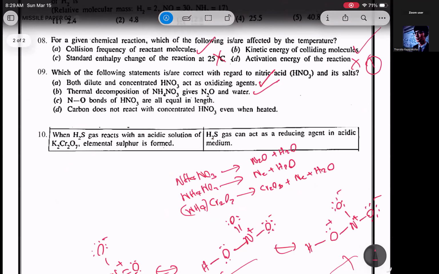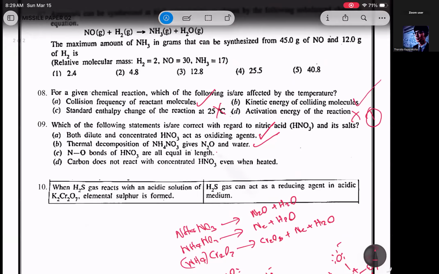That's wrong. Carbon does not react with concentrated HNO3 when heated? It reacts actually. Carbon reaction we learned in the class. Carbon with HNO3 will form carbon dioxide. We learned this in the class. So the answer is answer number one.